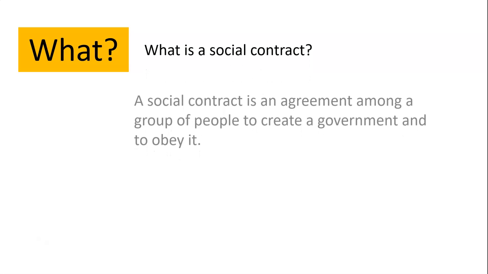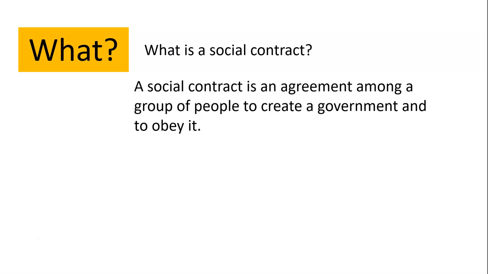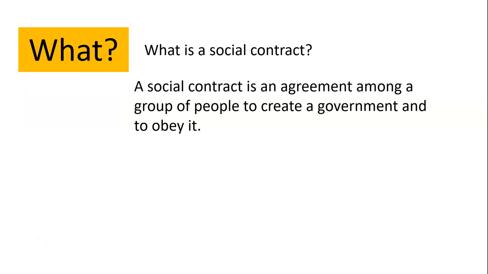First, what is a social contract? Well, a social contract is an agreement among a group of people to create a government and to obey it. Let's go back to that. This is just your definition. So you need to say something like this when you give your talk. You just need to explain what is a social contract. And again, it's an agreement to make a government.